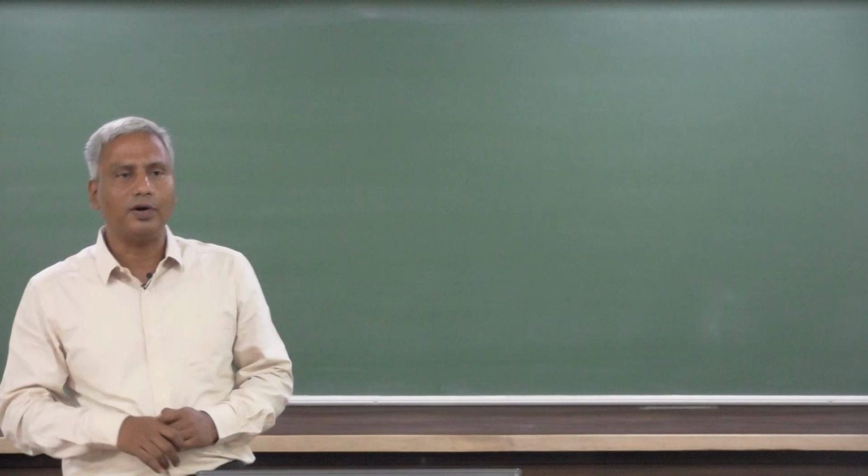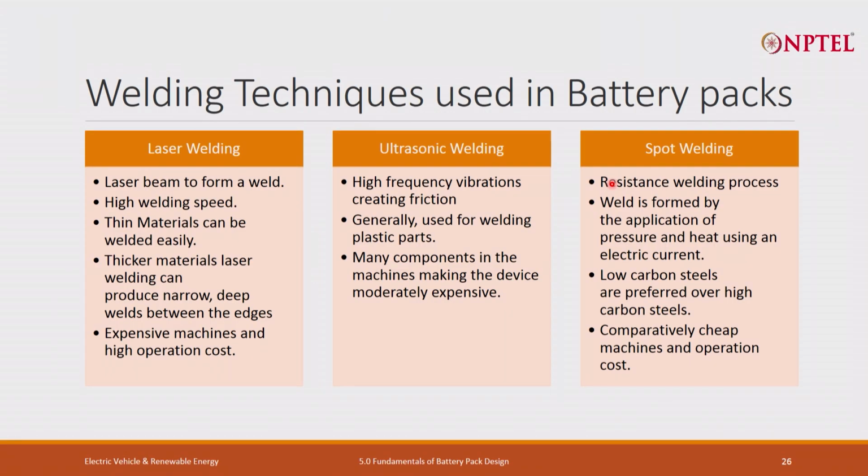Then the third one is spot welding. When I say spot welding, it can be done using laser welding also, but here what we mean is resistance welding. The weld is formed by pressure and the current flowing through it. By the interfacial resistance, the weld point is formed.